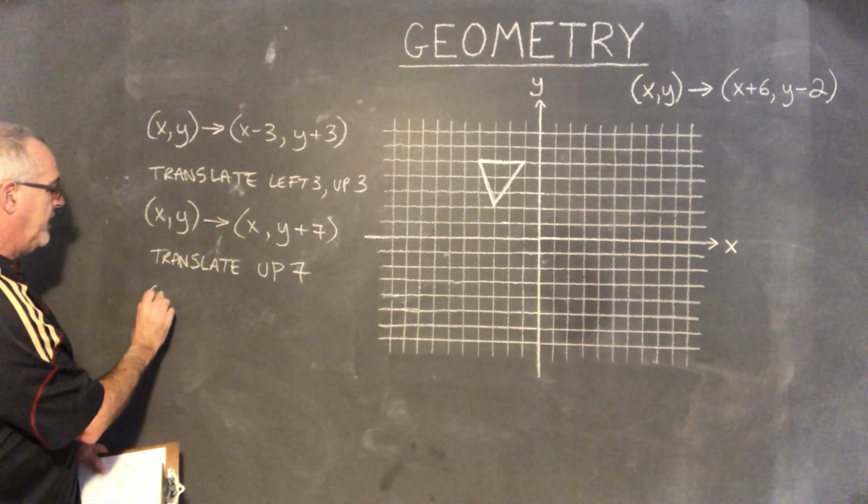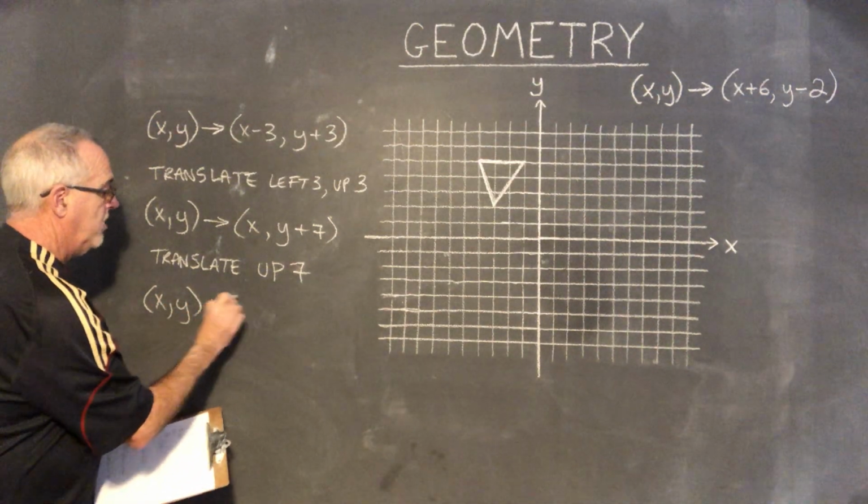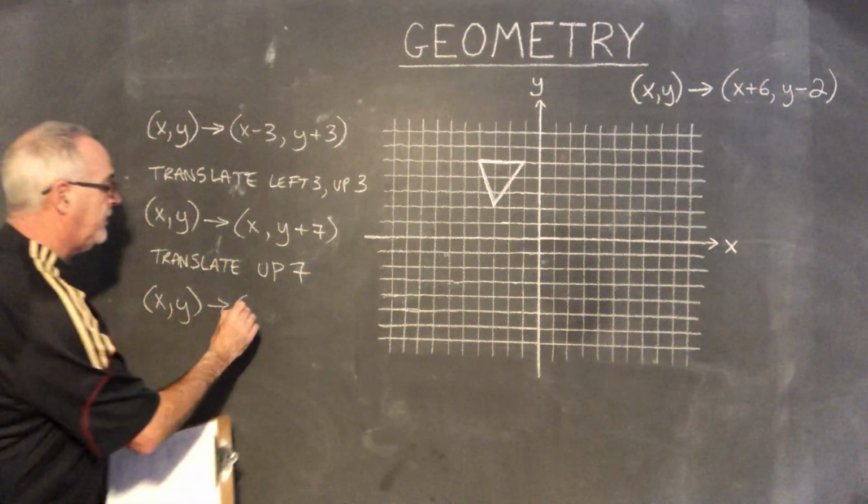Let's do another one. (x, y), and we're going to put our arrow, and this time we have (x plus 5, y plus 3).